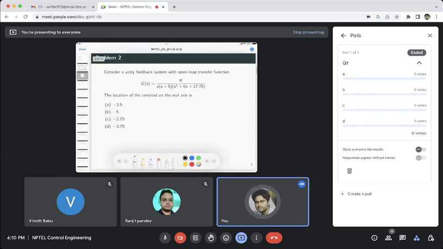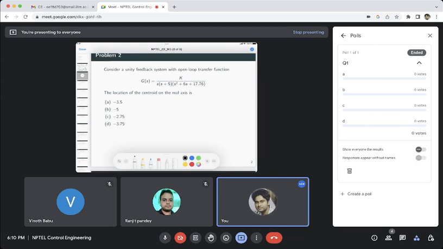So we move to the next question. Again, a basic question. You have a unity feedback system, okay. For feedback you will always consider negative feedback, okay. So unity feedback, open loop transfer function is given. So find the location of the centroid. Centroid is where your asymptotes will meet, okay. So again the basic question. So just try.